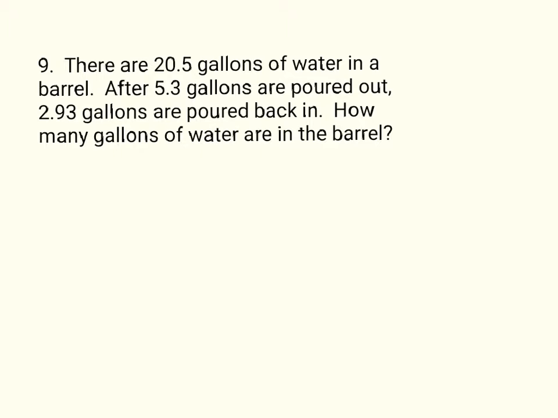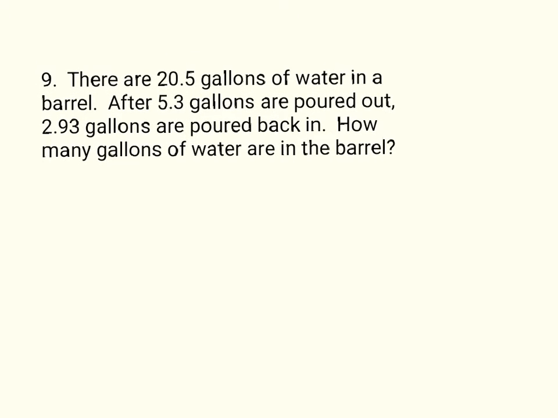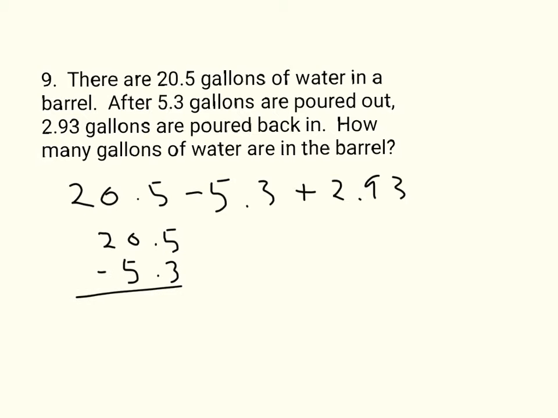There are 20 5/10 gallons of water in a barrel. After 5 3/10 gallons are poured out, 2 93/100 gallons are poured back in. How many gallons of water are in the barrel? And of course that means after all the pouring is done. We could represent everything that happens with addition and subtraction. Start with 20 5/10, then take out 5 3/10, it's a subtraction, and then add 2 93/100. And since we have the subtraction occurring first in this problem, that's the first thing we do. Get this answer.